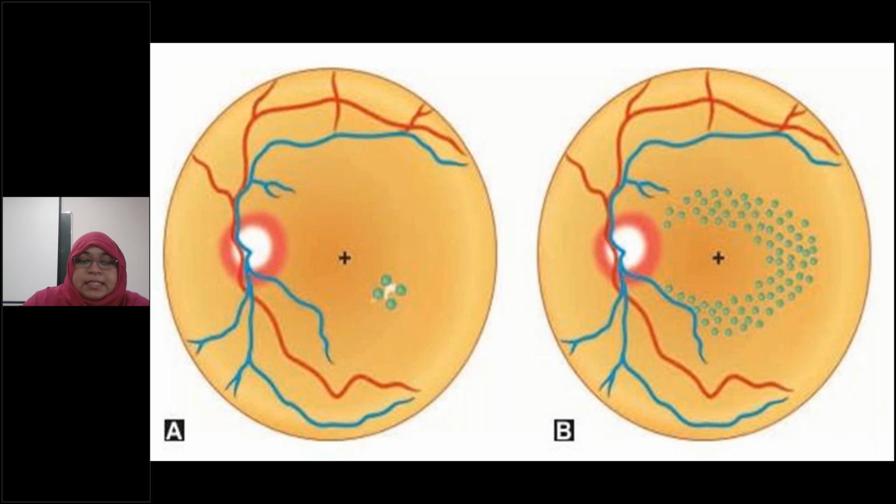So this is the image showing focal macular photocoagulation. Okay, so this is the focal DME, and these are the laser dots around the focal DME, and this is the diffuse DME, and these are the grid laser photocoagulation around the diffuse DME. Okay, so this is the grid laser photocoagulation for diffuse DME, and this is the focal coagulation for focal DME.